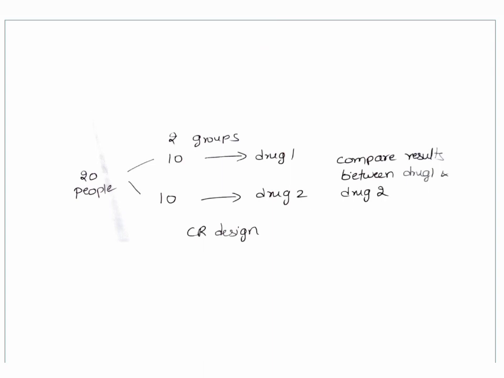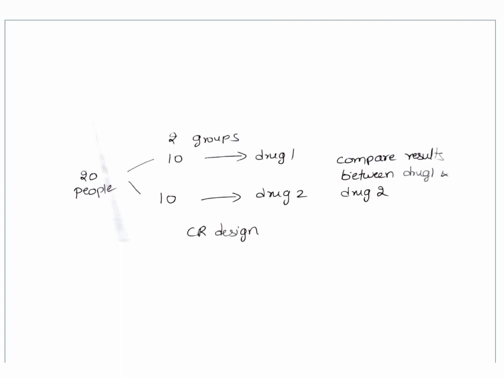So now let us see an example here. We want to test a drug on 20 people. We have two drugs, drug 1 and drug 2, and we want to know the effect of drug 1 and drug 2 on the people. So we divide the 20 people into two groups of 10 each. For one group of 10 people we apply drug 1, and for the other 10 we apply drug 2, and we compare the results between drug 1 and drug 2.